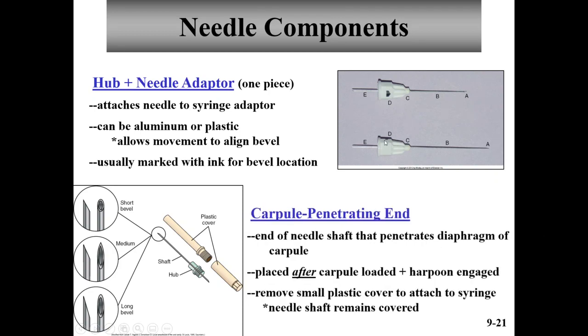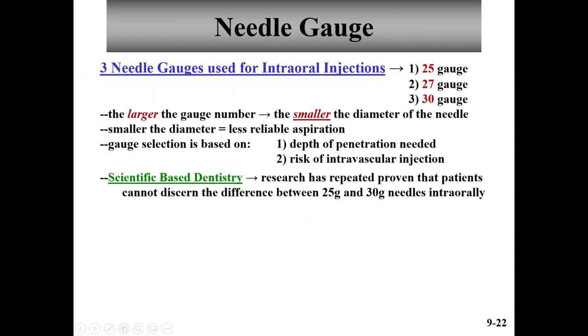The carpule penetrating end is this end of the needle. It actually is pushed into the carpule. It's placed after the carpule's loaded and the harpoon's engaged, and it is the first piece of plastic that comes off of a pre-sterilized needle. So you can't take the cap off. You have to take the carpule penetrating end off first. Okay, and it's clear. I'll show you what that looks like here in a minute.